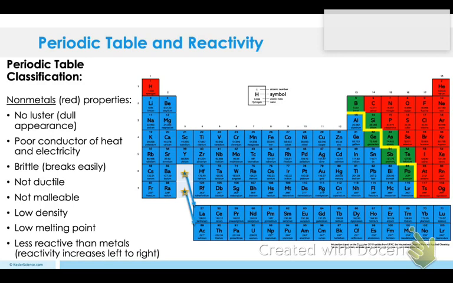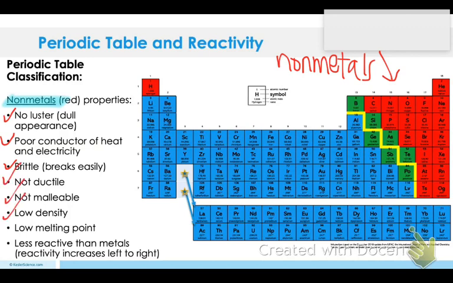All right, everything you see in red is the nonmetals. They are dull in appearance, they're poor conductors of heat and electricity, and they are brittle, so that means they break easily. They're not ductile, they're not malleable, they have low density, a low melting point, and they're less reactive. Go ahead and write that information down. You can pause it right now.